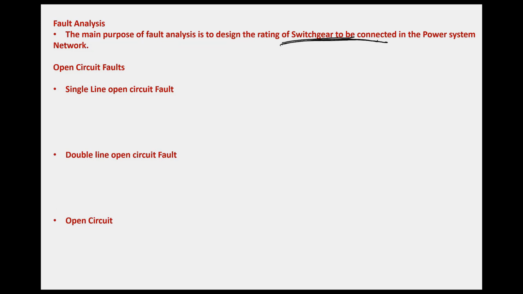So what is switchgear? Suppose you are protecting one transmission line, one transformer. How will you be protecting? You will be protecting with the help of a circuit breaker and a relay combination. So whenever there is a fault, your relay will sense the fault and your circuit breaker will be tripped. Circuit breaker will isolate the fault.